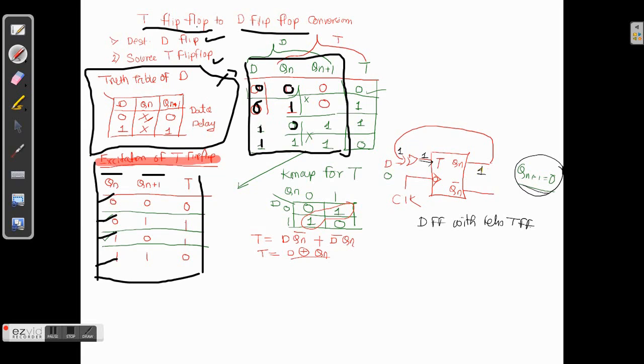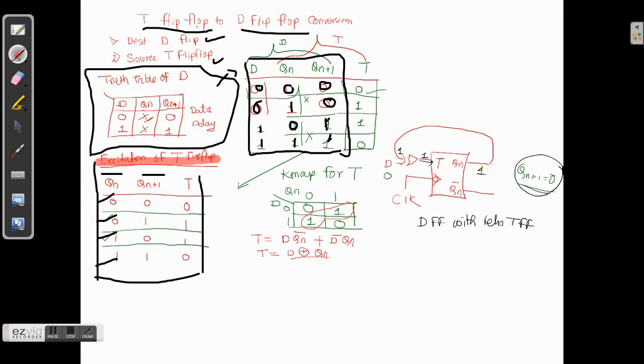Okay. After that, based on this situation, we have written the next state value of the D flip-flop. So if we have 0 0, the next state is 0. If we have 0 1, the next state is 0. If the input is 1 0, the next state is 1. Input 1 1, the next state is 1.